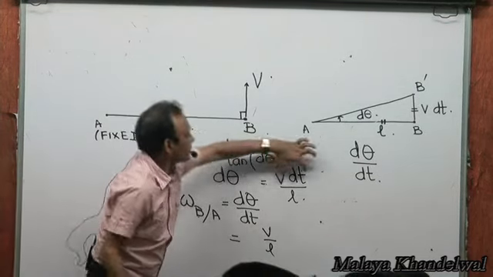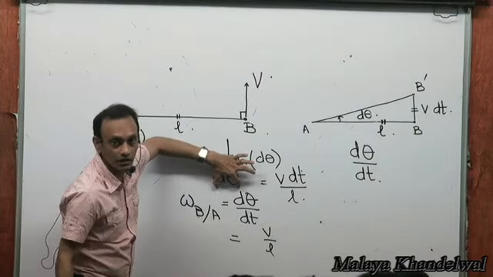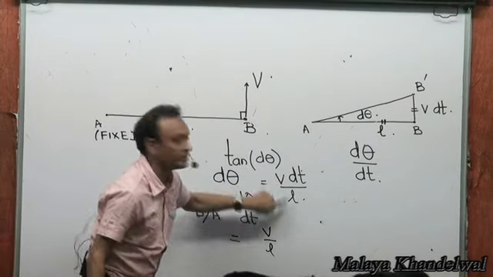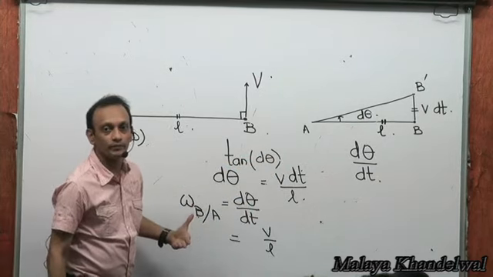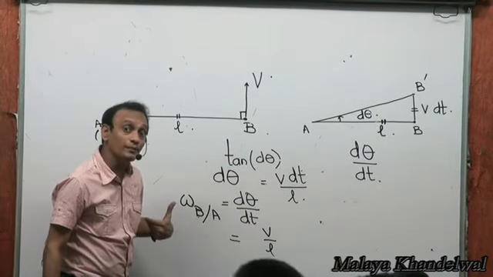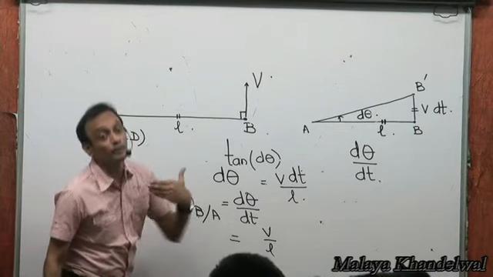So bring this dt below d theta. So d theta by dt is V by L. But d theta by dt is omega, and this is the omega reported by A for B.